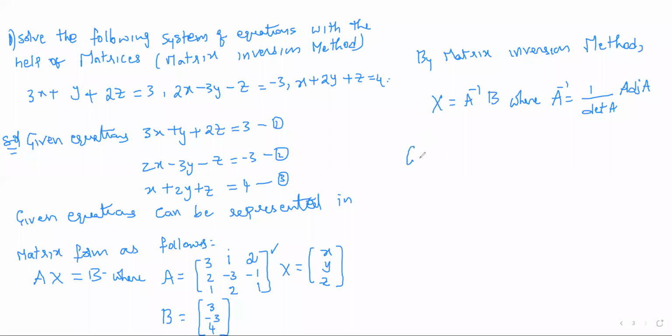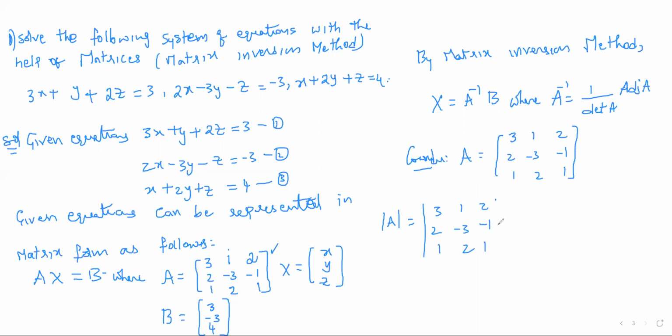So consider A. A అనే మ్యాట్రిక్స్ ఫస్ట్ కన్సిడర్ చేస్తున్నాం. A is 3 1 2, 2 minus 3 minus 1, 1 2 1. ఓకే, A అనే మ్యాట్రిక్స్ ఏం కనుక్కోవాలి? ఫస్ట్ డిటర్మినెంట్ కనుక్కోవాలి. Determinant of A is equal to determinant of 3 1 2, 2 minus 3 minus 1, 1 2 1.